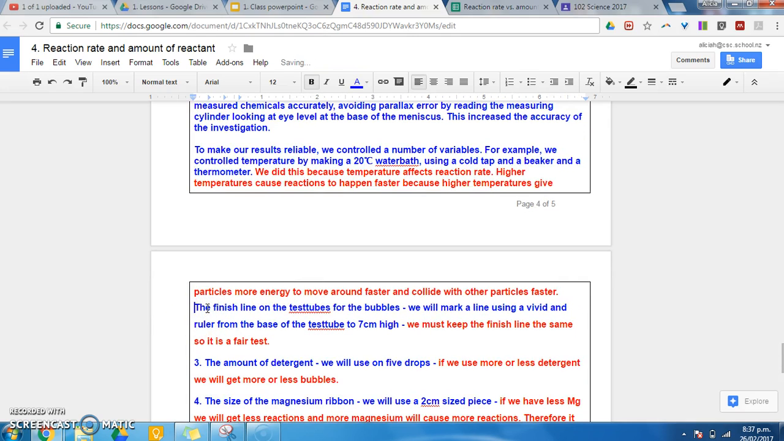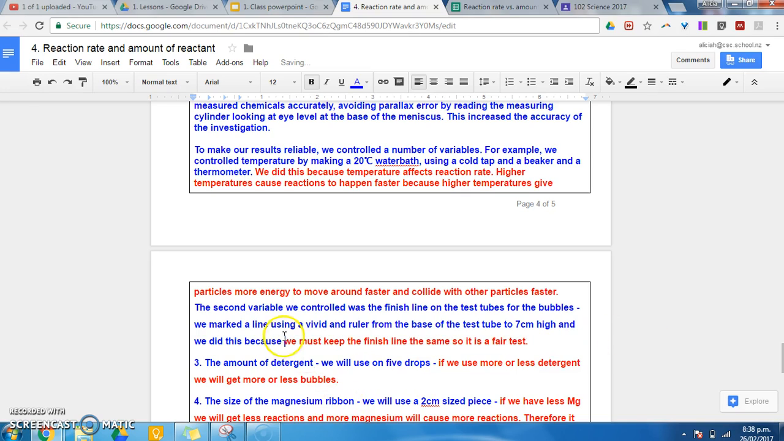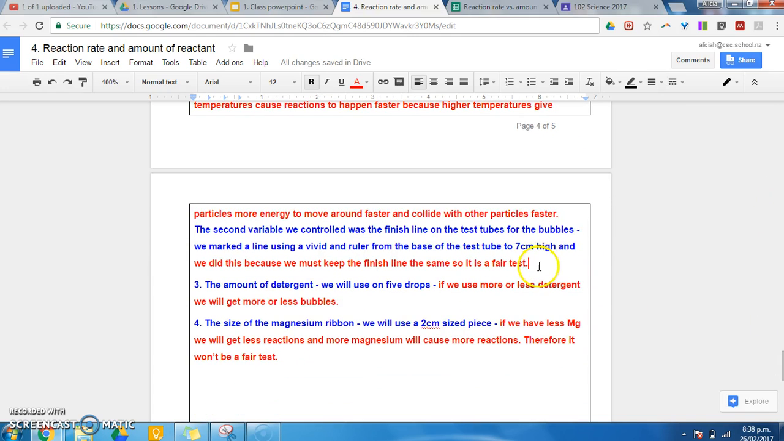Okay. The second variable we controlled was the finish line on the test tubes for the bubbles. We marked a line using a vivid and a ruler from the base of the test tube to 7 centimeters high, and we did this because we must keep the finish line the same so that it is a fair test. So we'll take this and put it in red because we did this because yours doesn't have to be in different colours, but for you guys to see it, it probably makes it a wee bit easier.